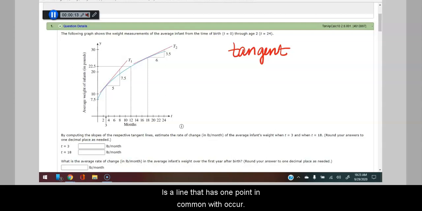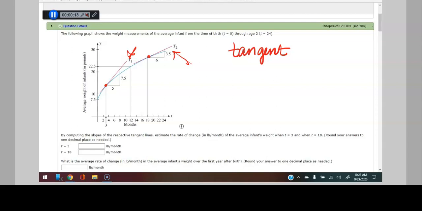A tangent line is a line that has 1 point in common with a curve. So when you're looking at this, you see tangent line 1 is purple, okay? And you see tangent line 2 is also purple. But if you'll notice, if you draw those lines, this has 1 point in common with the blue curve. Okay, this also has 1 point in common with the blue curve.